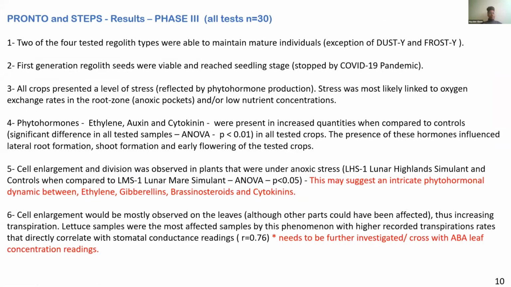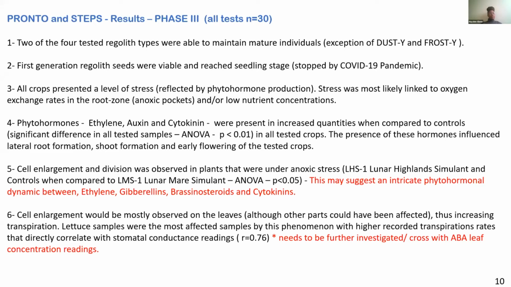After going through all the steps in our results, we decided to use only 2 of the 4 original regolith types due to the high anoxic pocket values in the dusty and the frosty. We can see the first generation regolith seeds were viable and they reached seedling stage, but due to COVID, we could not really continue with that. We started that right before the shutdown.